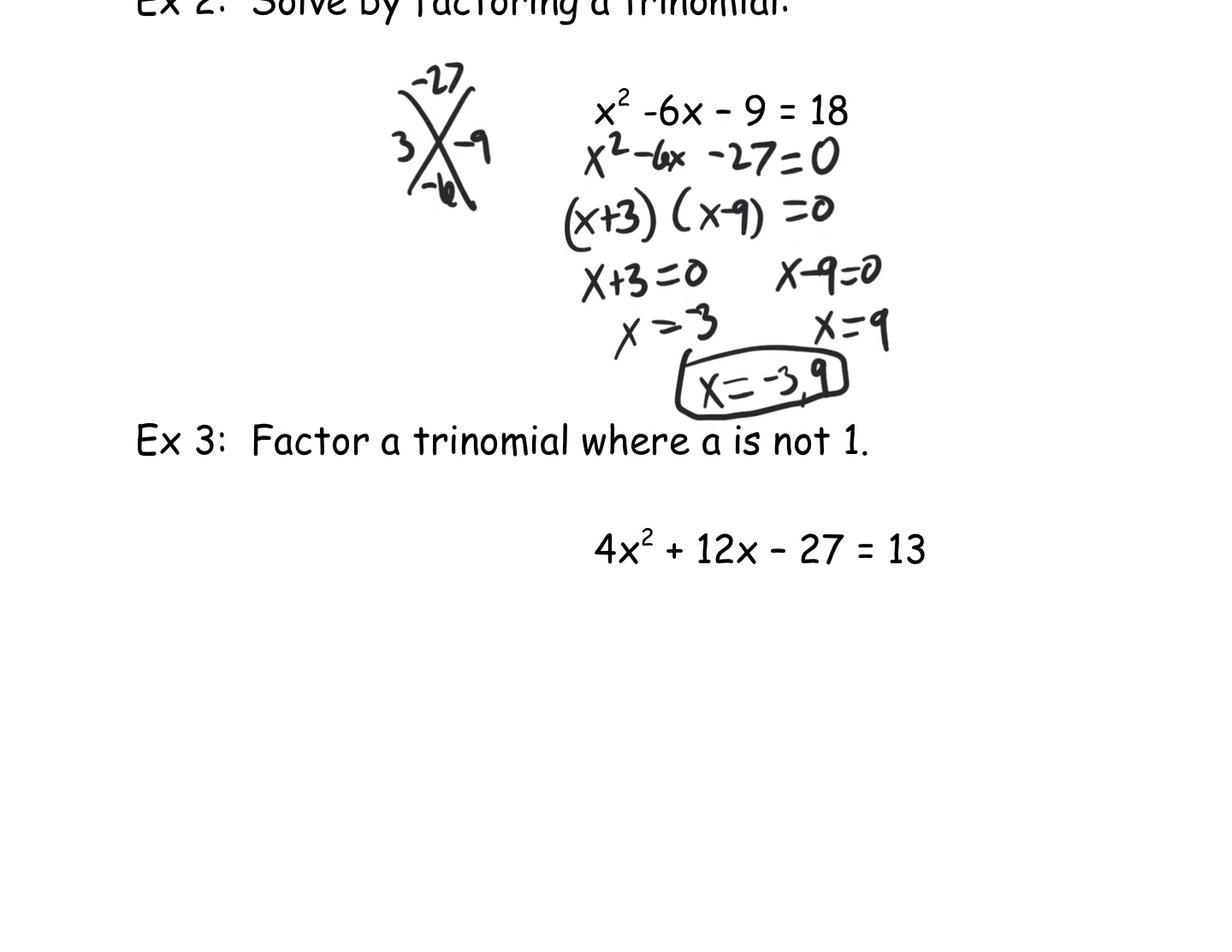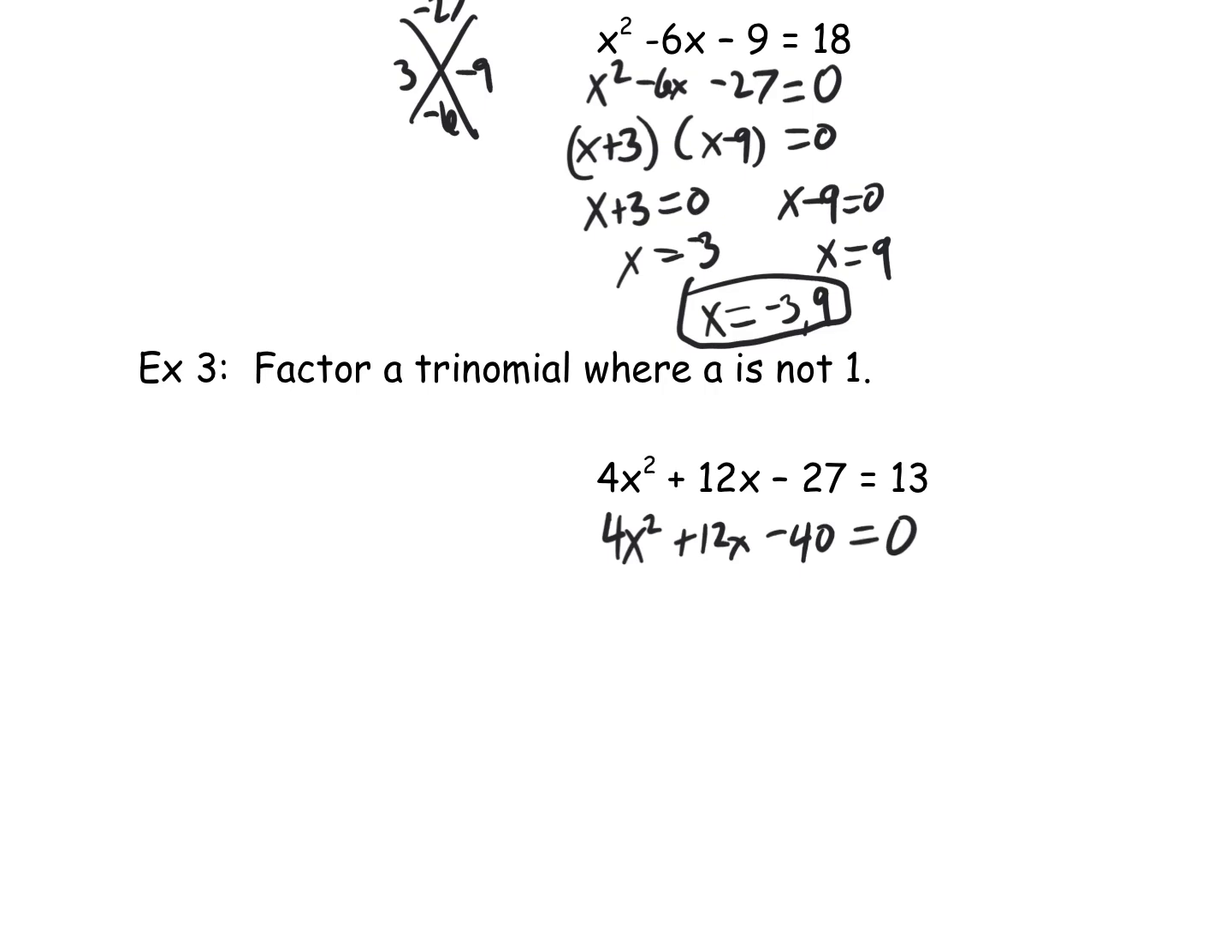Now, if we're factoring a trinomial where a is not 1, of course, the first thing we've got to do is make that equal to 0. So we've got to add or subtract 13 from both sides. So I get 4x squared plus 12x minus 40 equals 0.